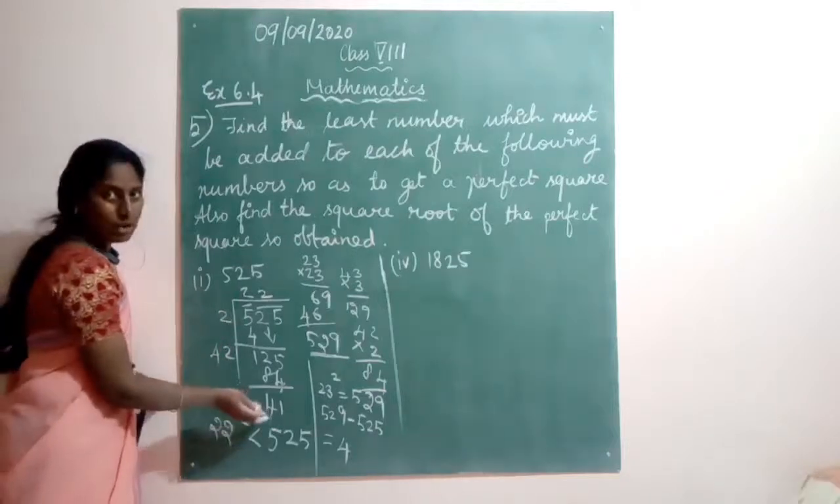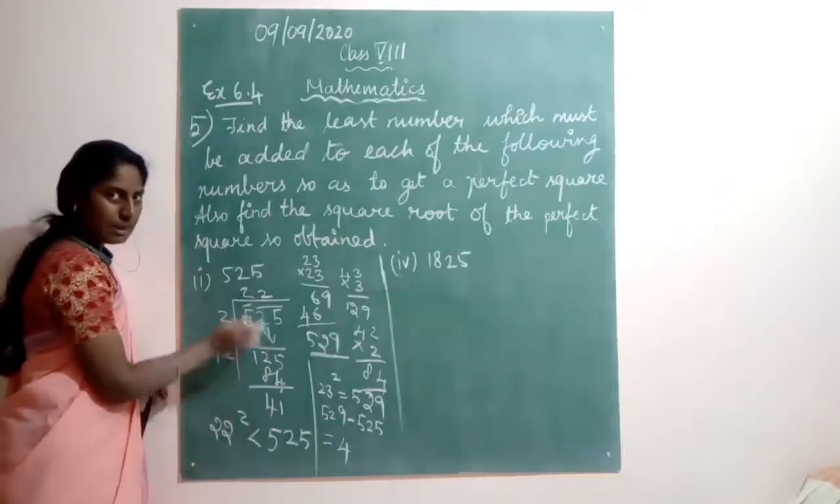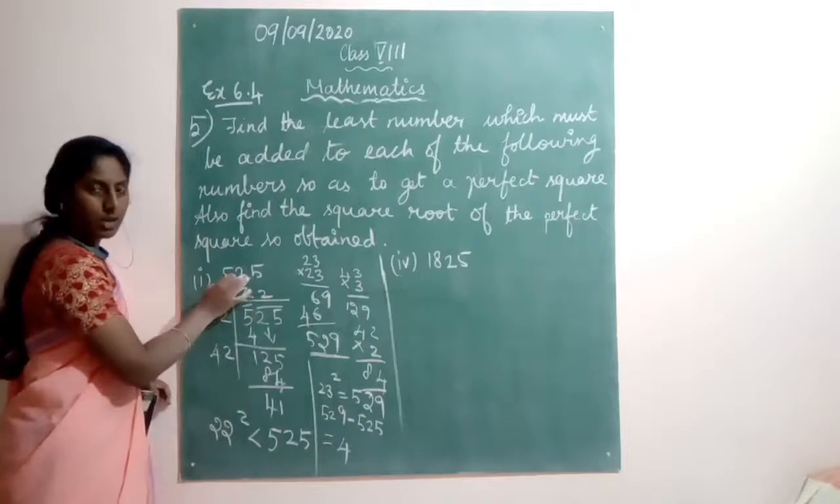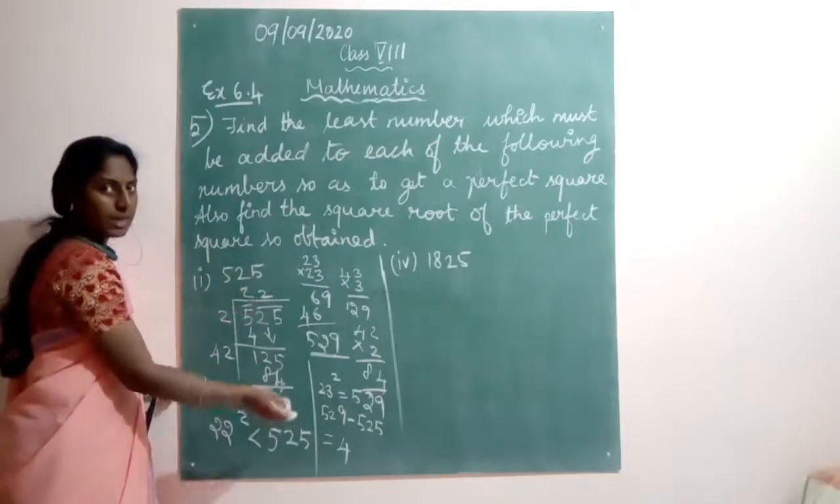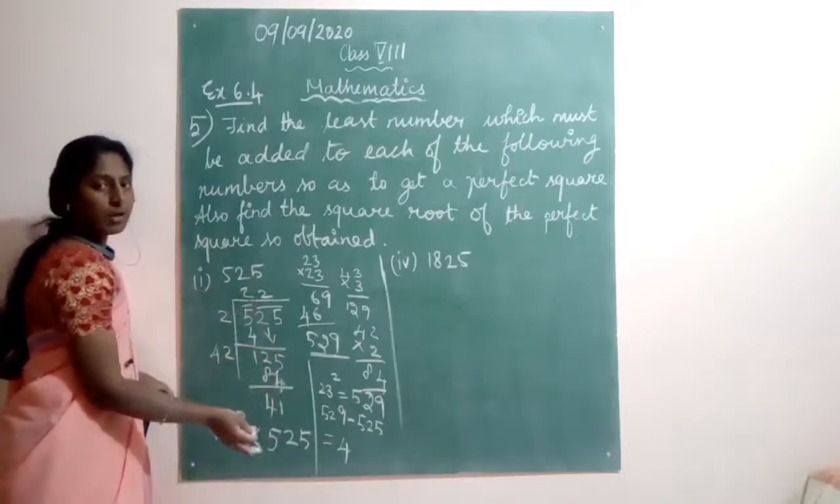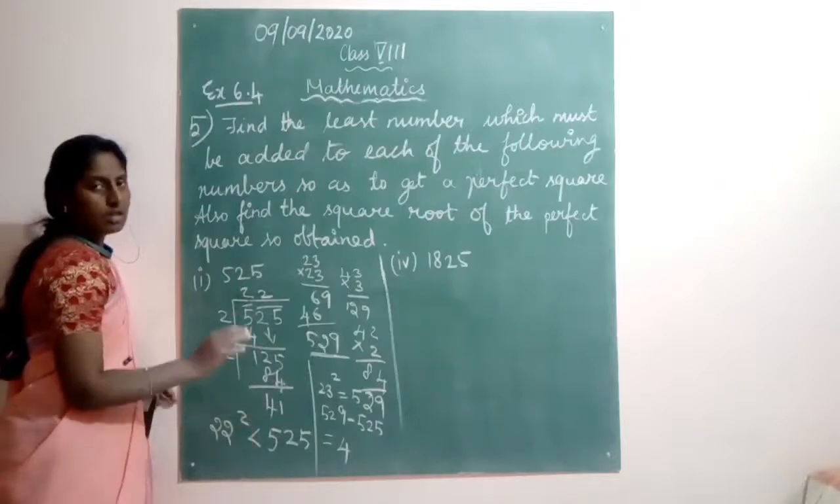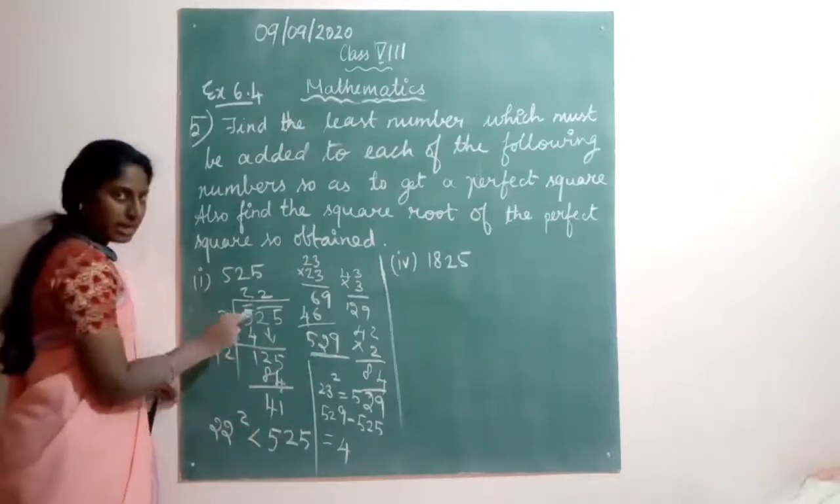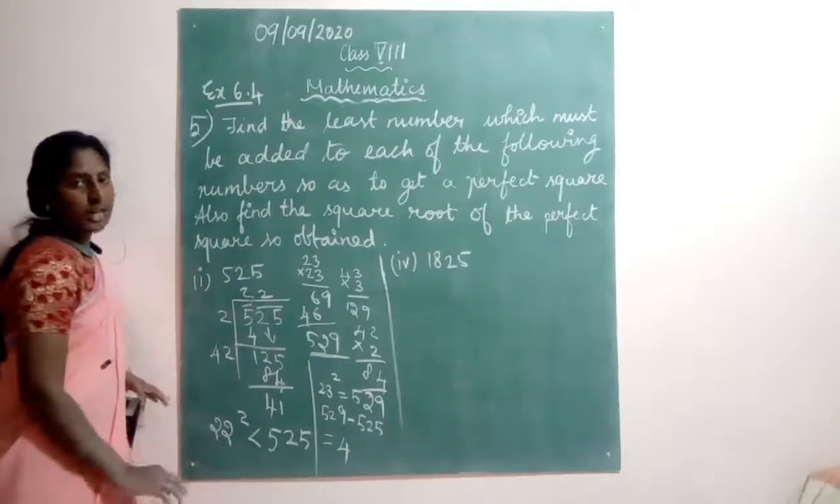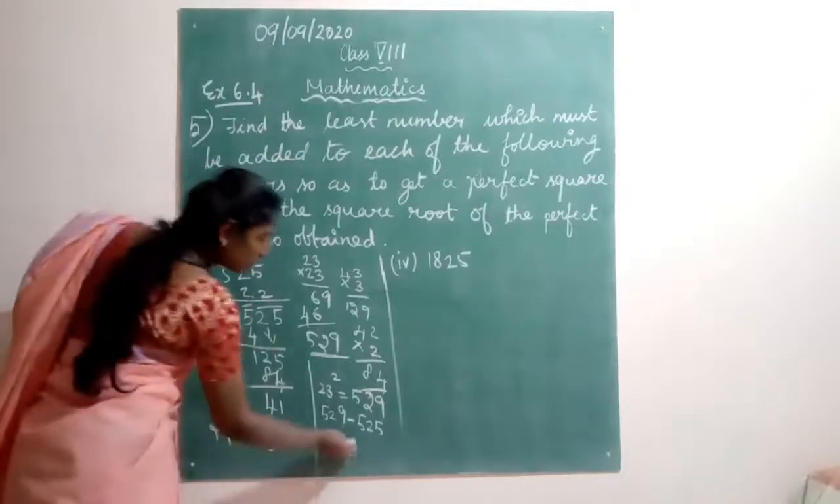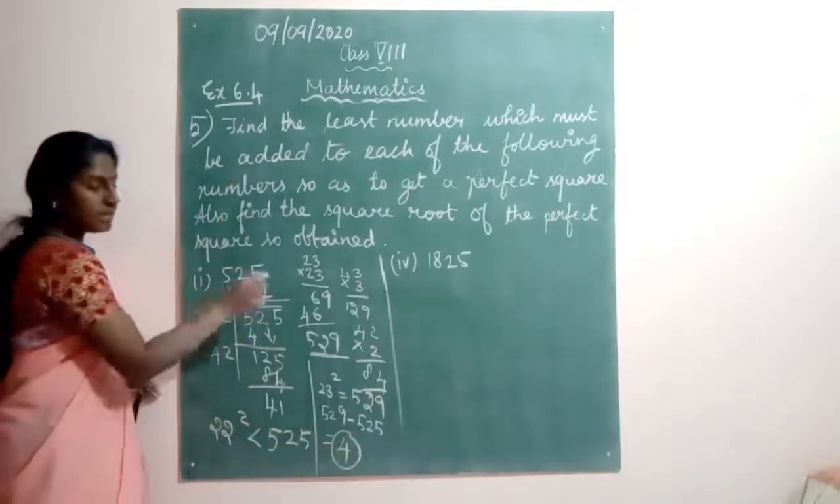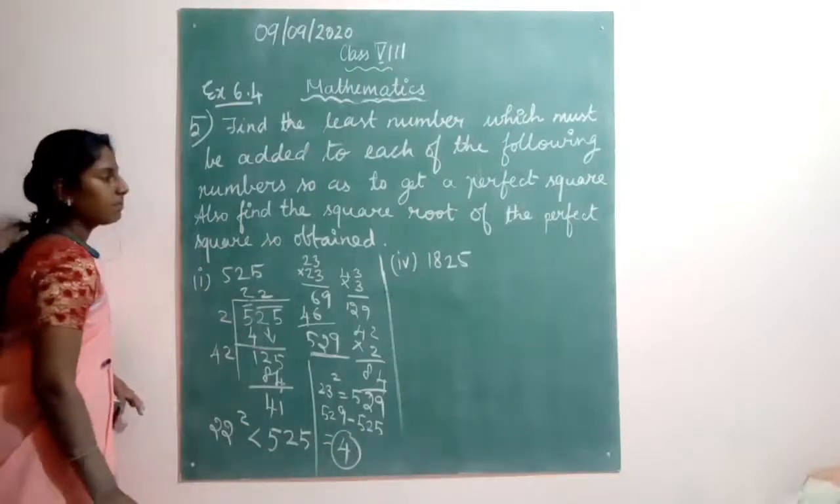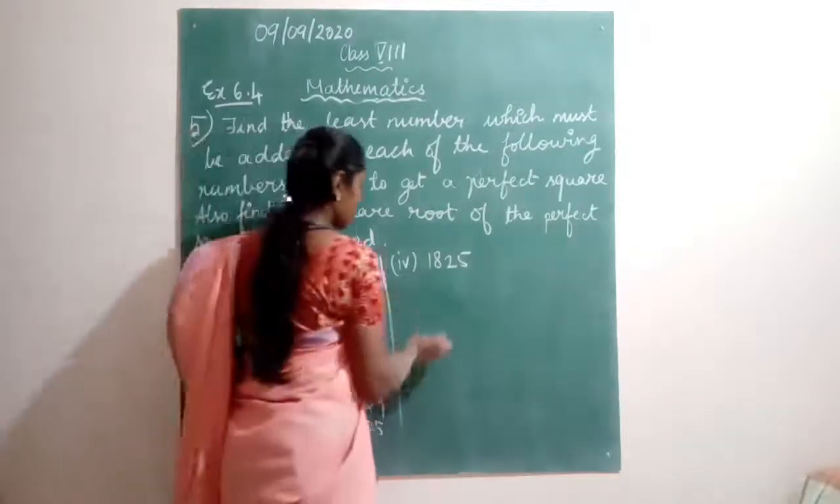Actually here, if 41 is subtracted, then you will get 22 square. To get 23 square, the next square, which number do you have to add? That is the thing we have to find. So you find the difference between this number and 23 square. So 4 should be added to 525. Is it clear? Now coming to this one, look here.